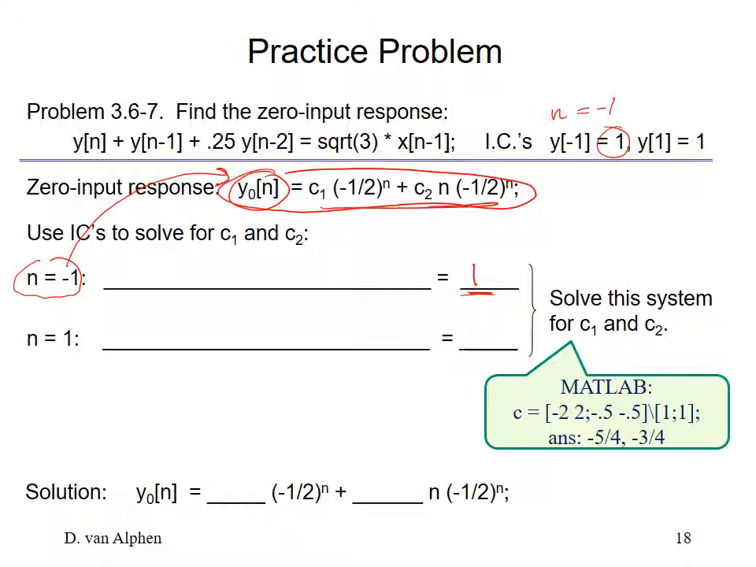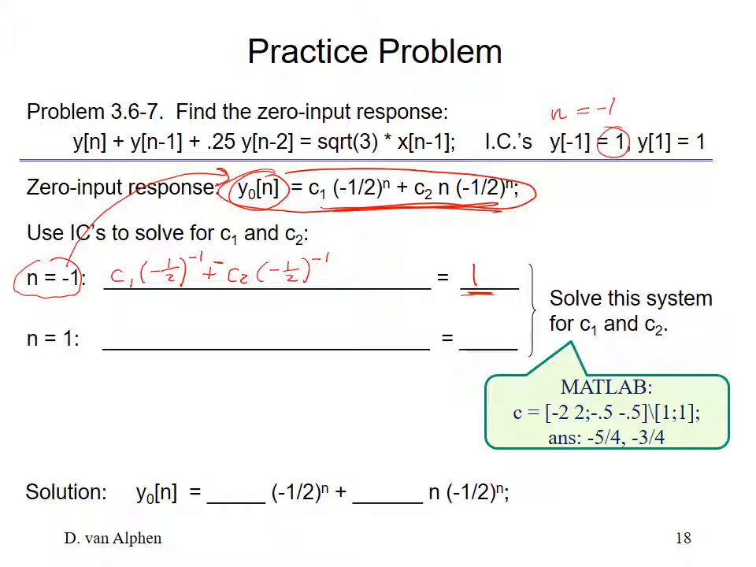Okay, so I want to put n equal to negative 1 in this equation, right? And so I have already that y0 of negative 1 is 1. But now I want to look at the right-hand side of the equation. So what have I got? I've got c1 times negative 1/2 to the negative 1 plus c2, and then an n, where n is negative 1, is going to make this a minus sign sitting out in front, and we're going to have negative 1/2 to the negative 1.